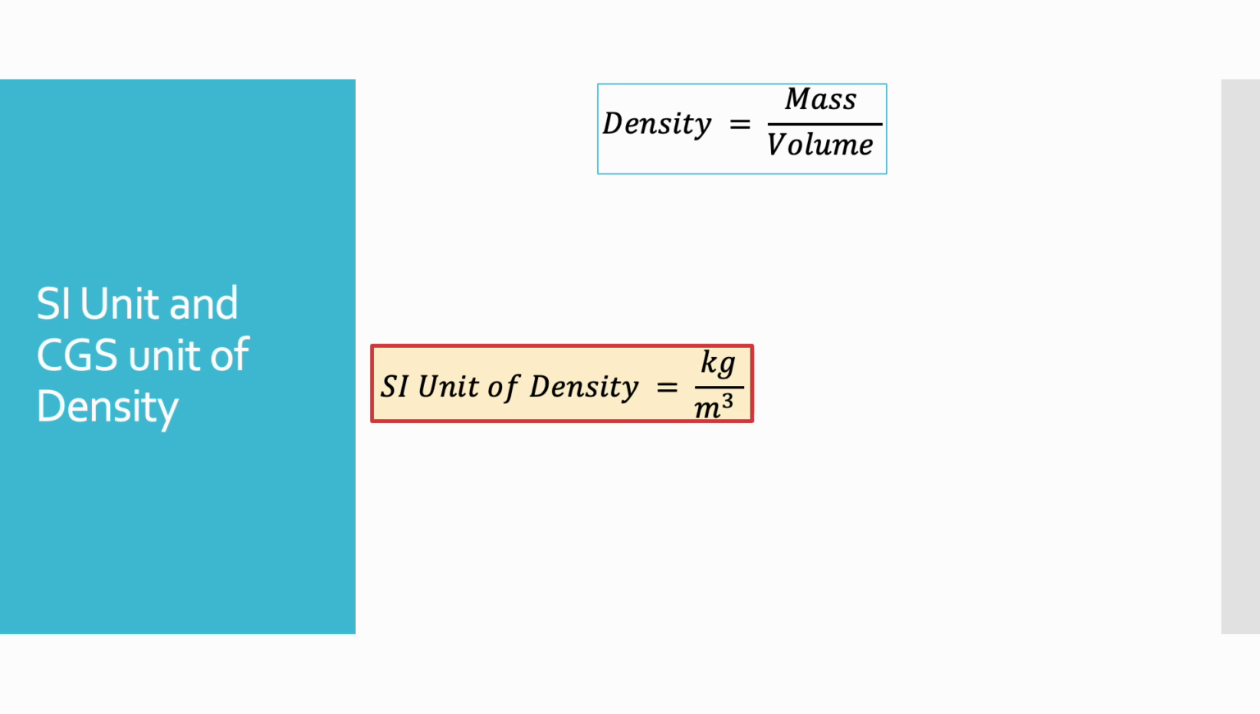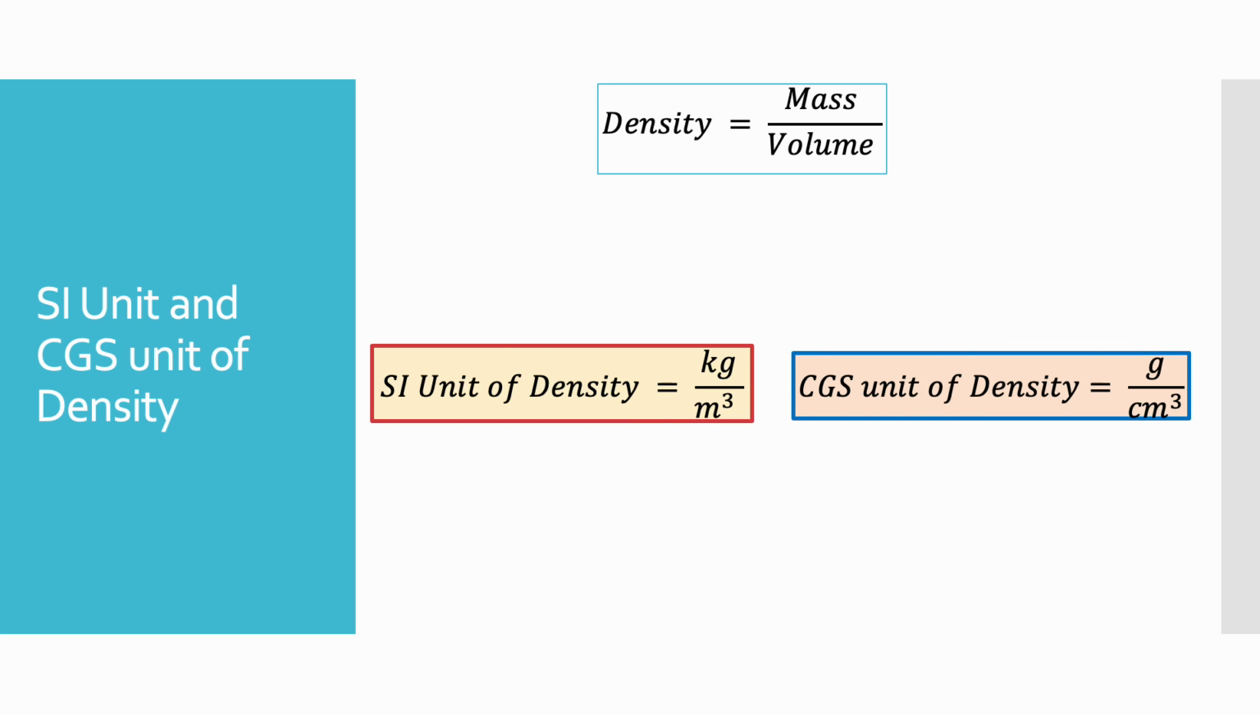The CGS unit is the centimeter gram second system, CGS, and the unit for density is gram per centimeter cube. CGS stands for centimeter gram second. So even though the two units measure the same thing, density, they use different base units for mass and volume.